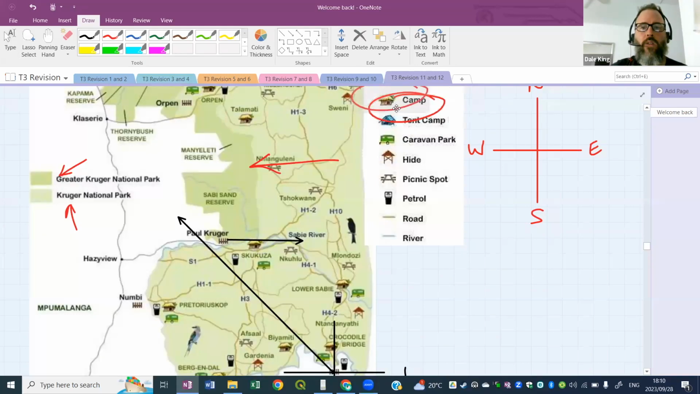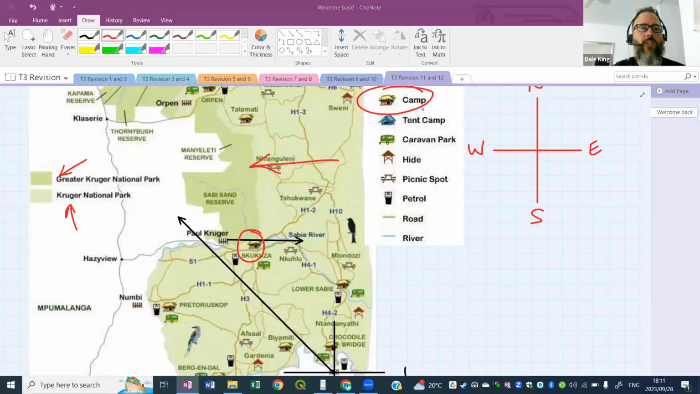So if he travels east, the first camp he's going to hit, can you see on the map? What is it? Yes, well done, Skukuza. So there is the first camp traveling in an easterly direction from that gate. That's the first camp that he's going to get to. It's the Skukuza camp.